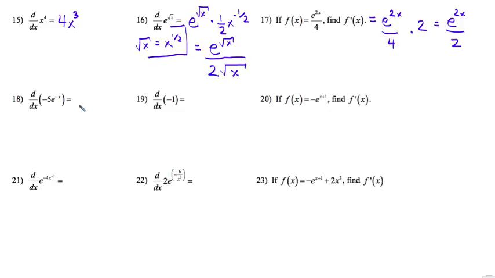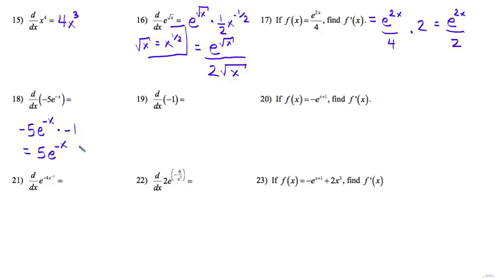All right, number 18, here we go. What house are we in? We're in E house. So E house means I rewrite the equation. So negative 5e to the negative x, multiply that by dinner. Well, what's inner? We have our negative x. So dinner is negative 1. Rewrite this. This is equal to 5e to the negative x.